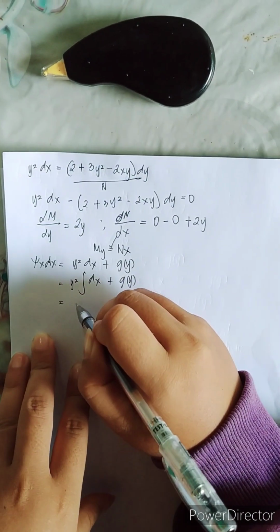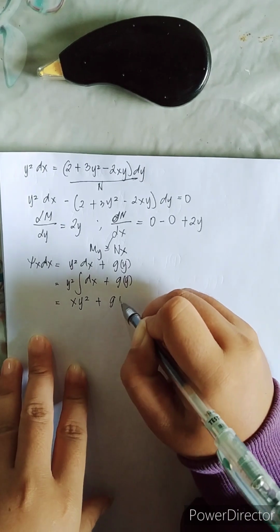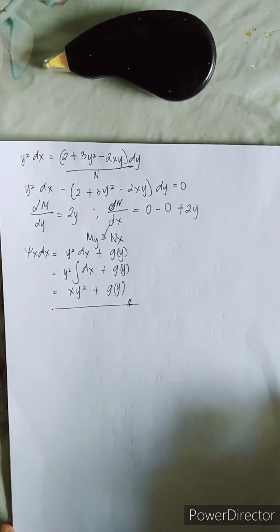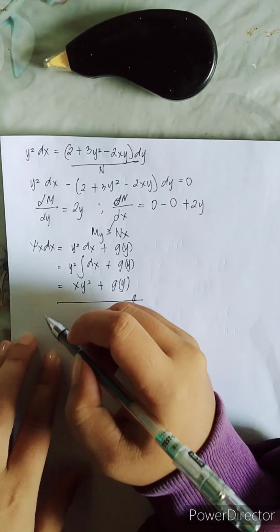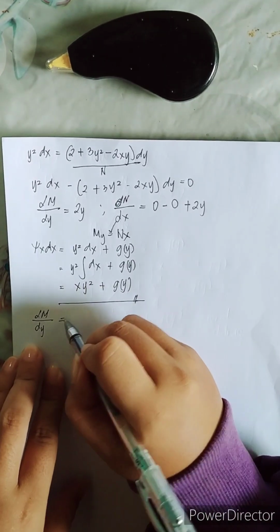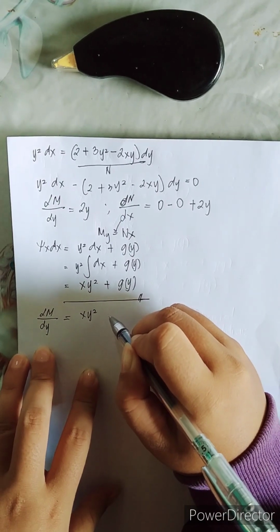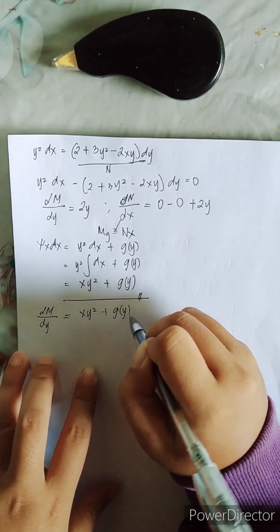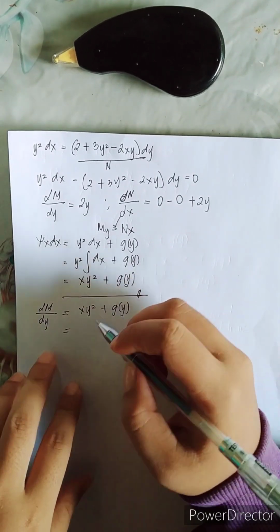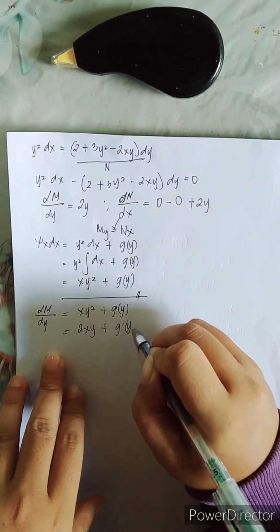Then integrate. This will be y squared, integration of dx, plus g of y. Then this will be xy squared plus g of y. This is our general solution. The next step will be to get the partial derivative of our general solution in terms of y. Then the partial derivative of xy squared in terms of y is 2xy plus g prime of y.